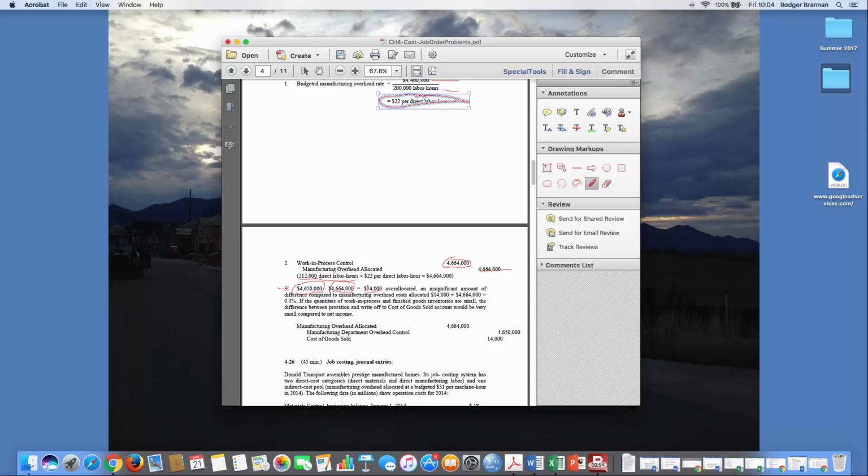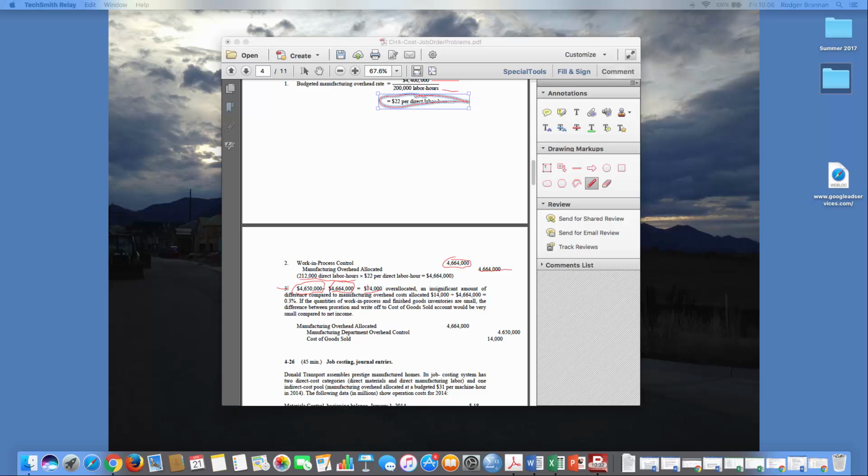In this case, they over-applied, so that means we're going to have to make an adjustment here to reduce, okay? Remember I was making a series of debit entries to that, so I'm going to have to make a credit entry. Now remember that my allocated overhead is sitting there with a credit balance of $4,664,000. I want to reduce that down to $4,650,000.